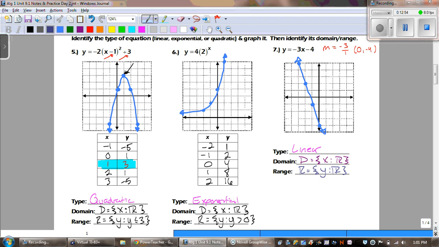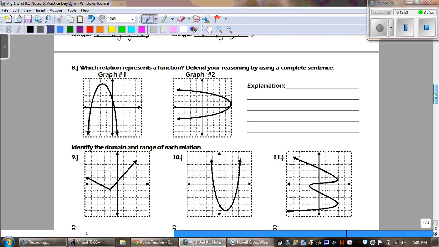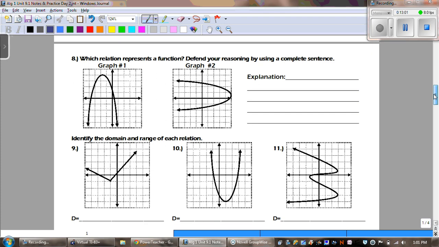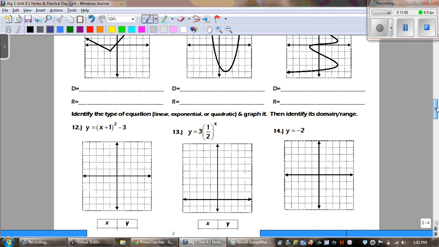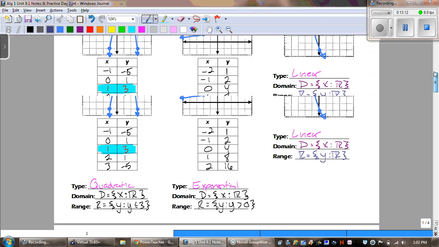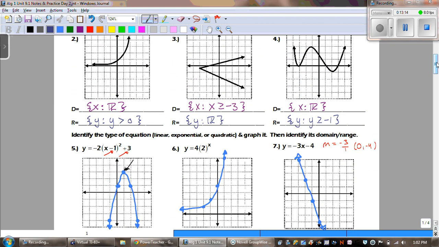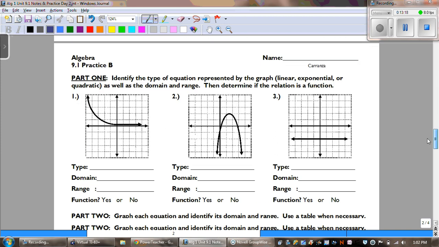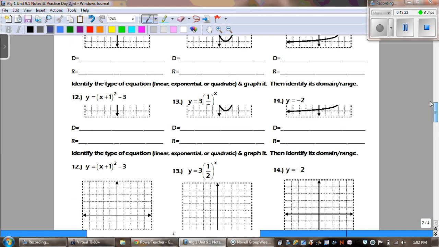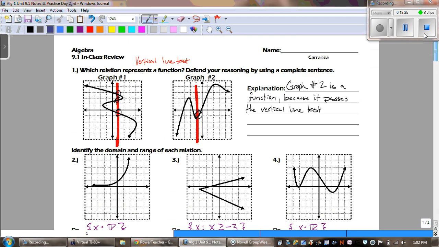Now, that's going to be the end of the video, but the back side of this was a review that we did in class. So you guys should try this on your own. It's exactly the same as what we just did, okay? Just different graphs and different problems. You can check with myself or Miss Carranza to see if you got the right answers, okay? And then your homework is the 9.1 practice B. If you have any questions, please come see Miss Carranza or myself. We would love to help you out.